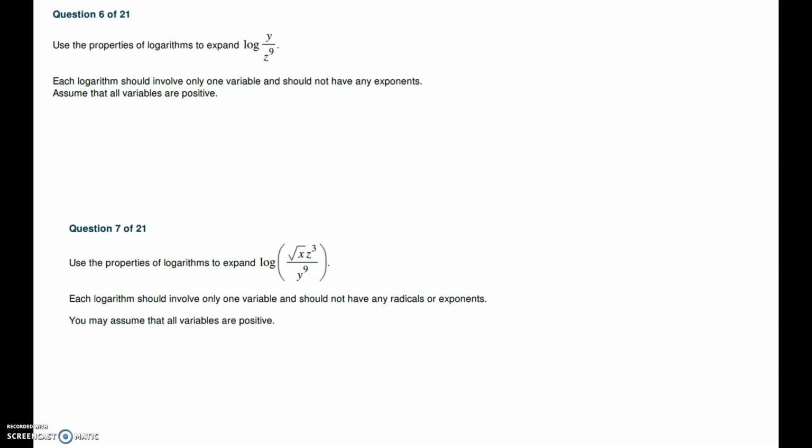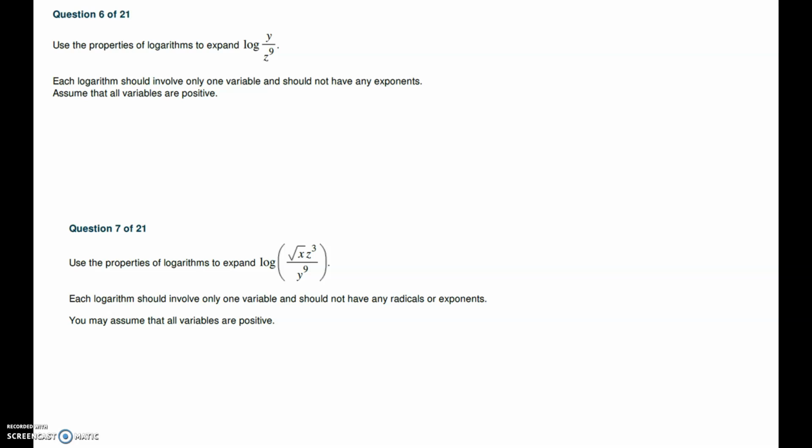Hi, in this video, I will show two problems, problem number 6 and 7 from the practice exam 4 on chapter 8 and 9 for the intermediate algebra class. First question number 6. Use the properties of logarithms to expand log of y over z to the power of 9. Each logarithm should involve only one variable and should not have any exponents.